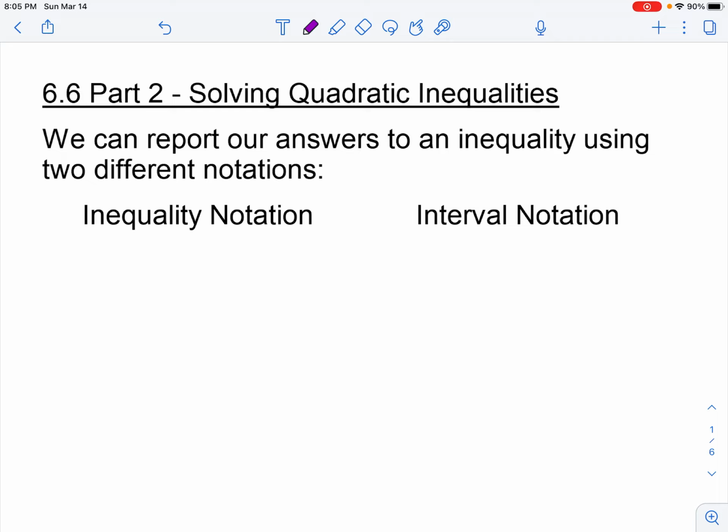Okay, so we're used to seeing inequalities where we see something like x is less than or equal to a number, or x is greater than a number, and so on and so forth. We're used to seeing the inequality symbols with numbers. And we do the equal to when we have closed circles, and we do the unequal to when we have open circles.